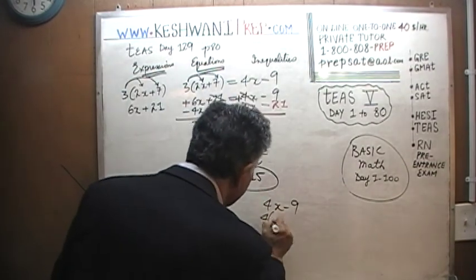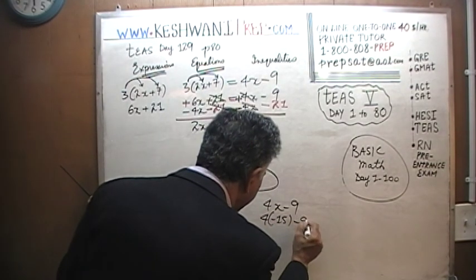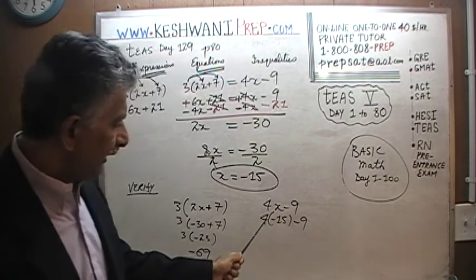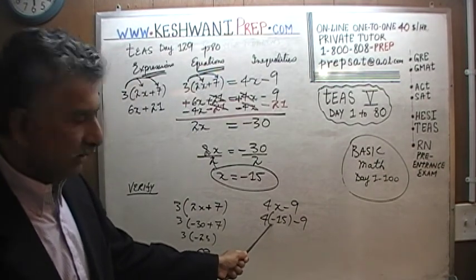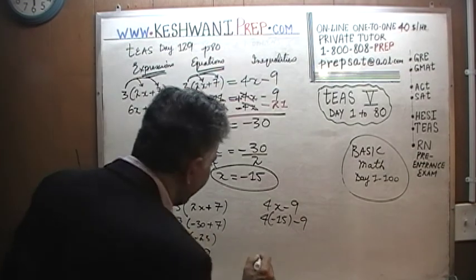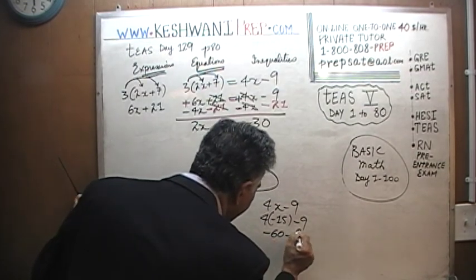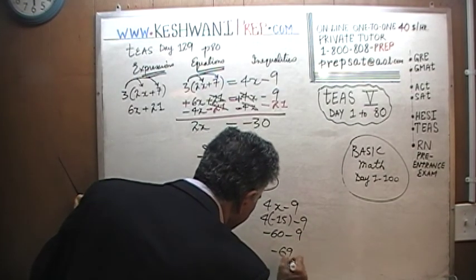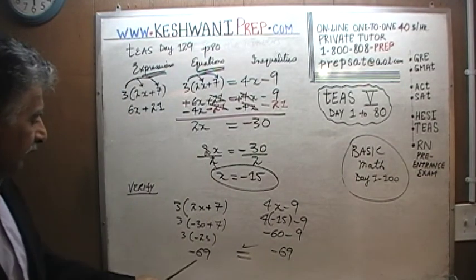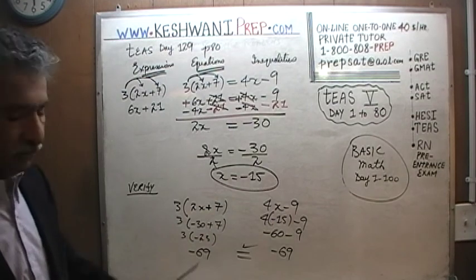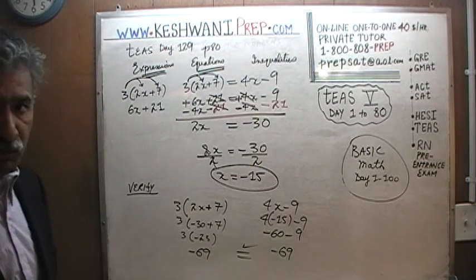4 times x, which is negative 15, minus 9. 15 4s are 60, but since we have a negative here, 4 times negative 15 is negative 60. Negative 60 and a negative 9, what do you know? Negative 60 and negative 9 is indeed negative 69. That solution is correct. But that's how you would solve it.